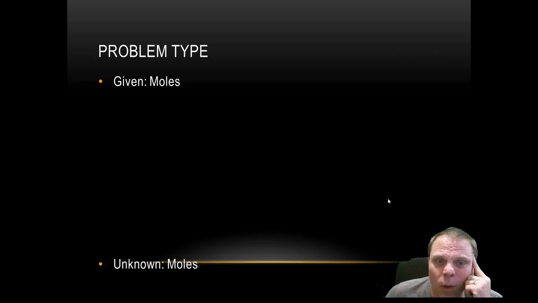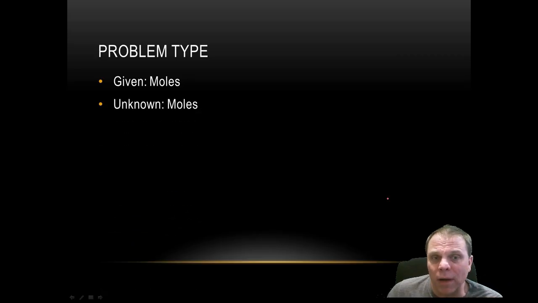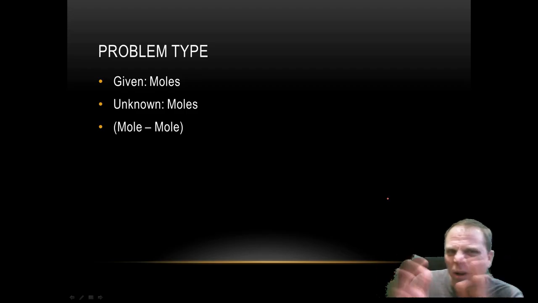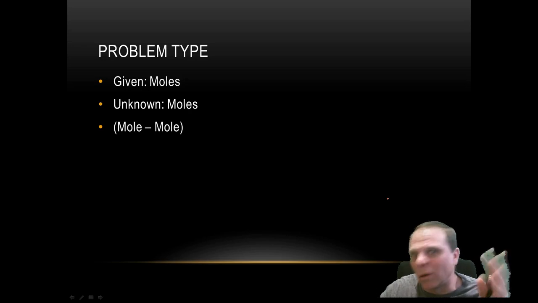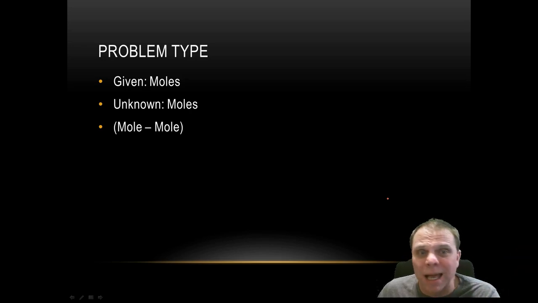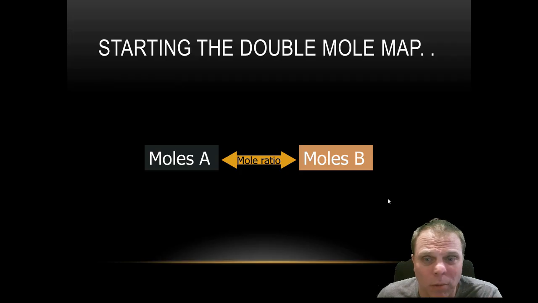All right, so what types of problems might I give you? I might give you a problem where I give you the moles and I ask for the moles, okay? That would be considered a mole-to-mole problem. There are lots of different types of stoichiometry problems where we're going from mole to mole, mass to mole, mole to mass, or mass to mass. If I give you the moles and ask for the moles, we call this a mole to mole conversion.